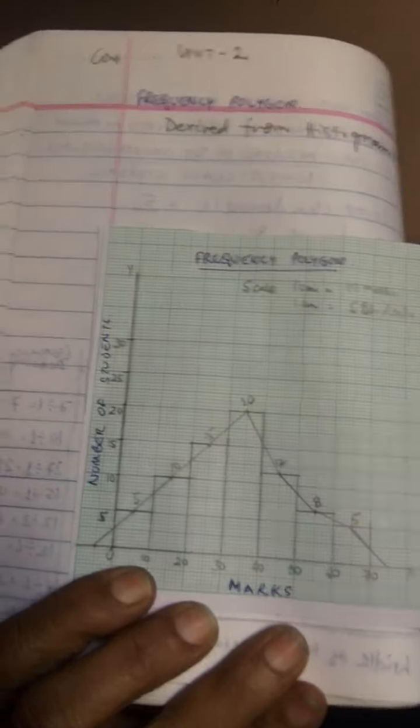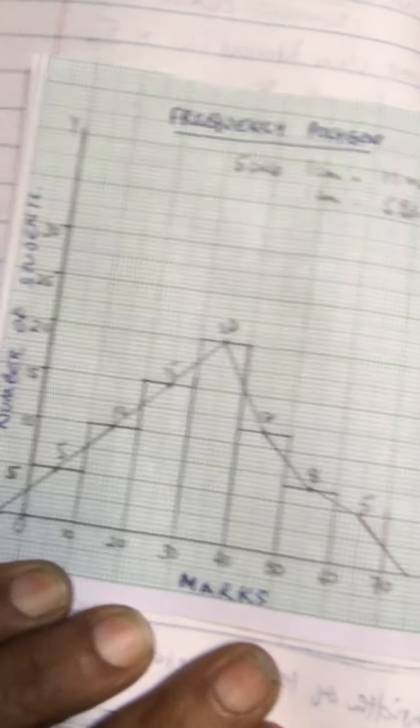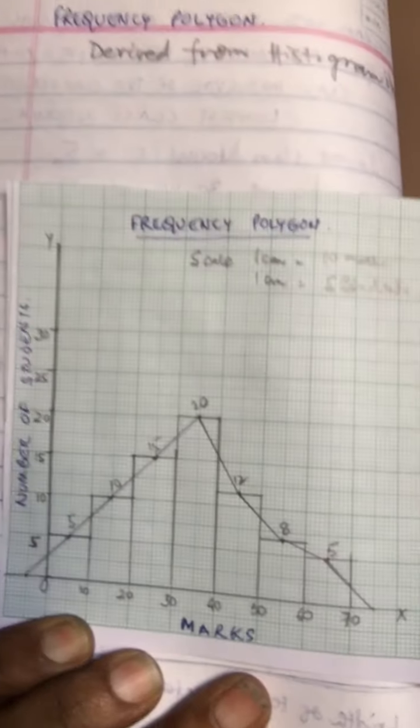How important it is to first make the histogram and then make the polygon, or sometimes we just work out the mid values and then do it. So just have a look as to how it looks. So angularly we make these polygons. Can you see that?